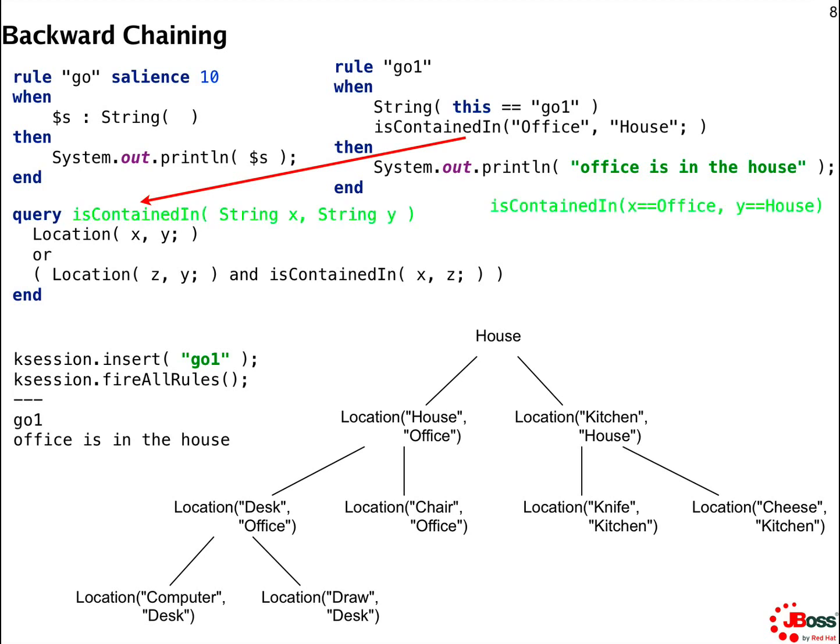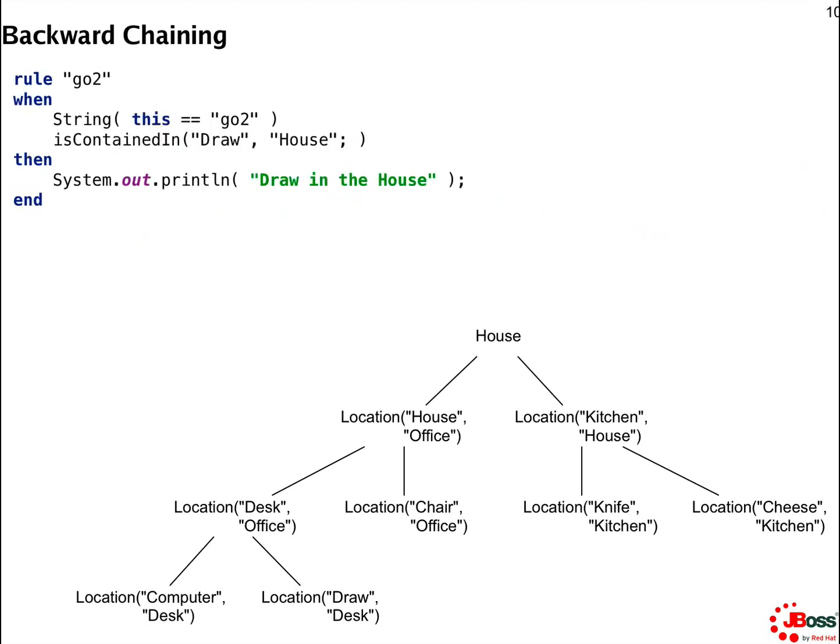To help understand what's going on, I'm going to use some color coding and highlight the part of the query that is matching the data that's being invoked. So here you can see that isContainedIn is called with the office in the house, and that highlights the isContainedIn query in green. As we know, there is an instance in the engine of office and house, and so that simply matches on the first location and returns, and you can see that in red. GoTo is an example of a transitive closure.